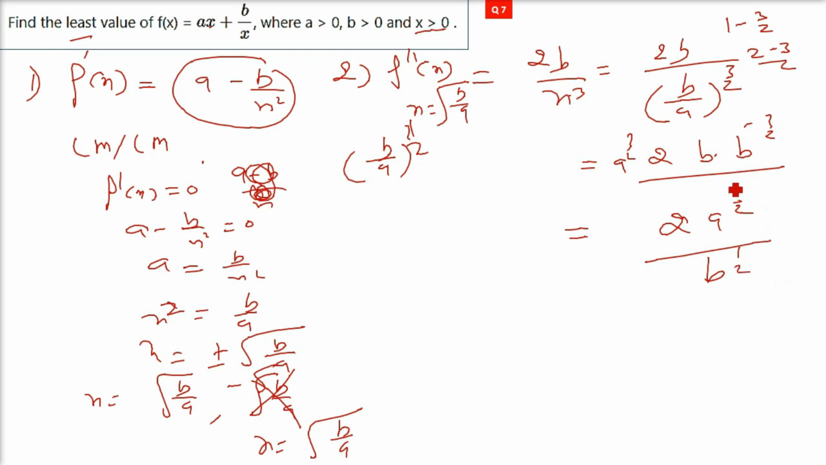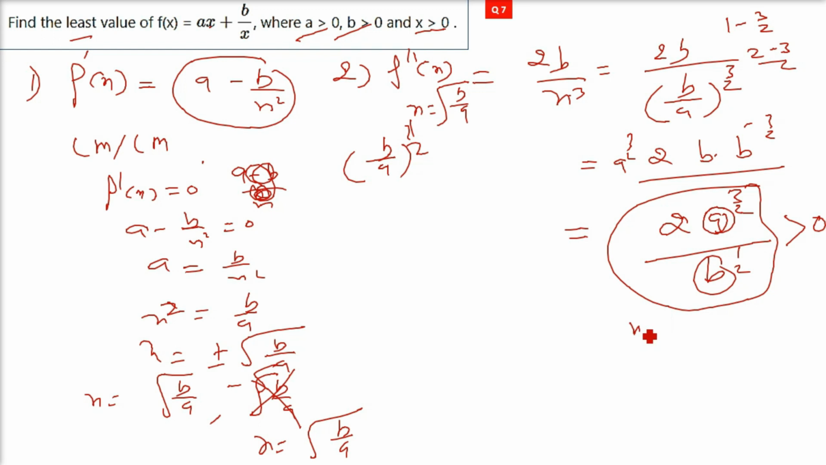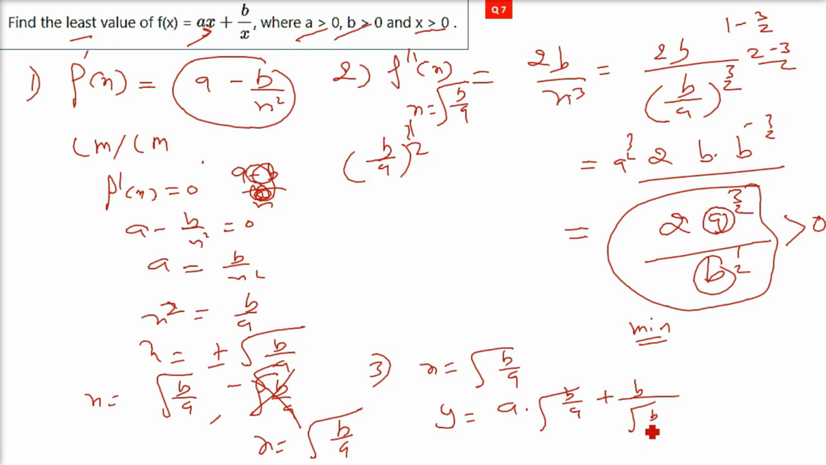But at what point? A is greater than 0 in the question, b is greater than 0 in the question. When they both are greater than 0, the whole expression is greater than 0. That is, you are going to get a minimum value, least value. And the final thing is, because x is already under root b by a, let's find out y value for that. Y is equal to a under root b by a plus b by under root b by a, and that will be twice under root ab, x and y.